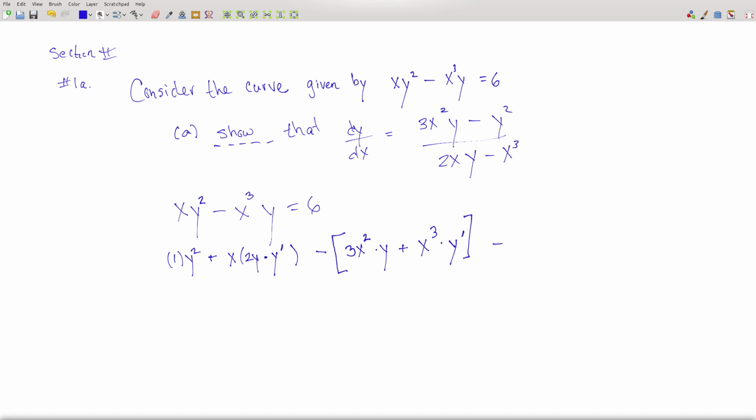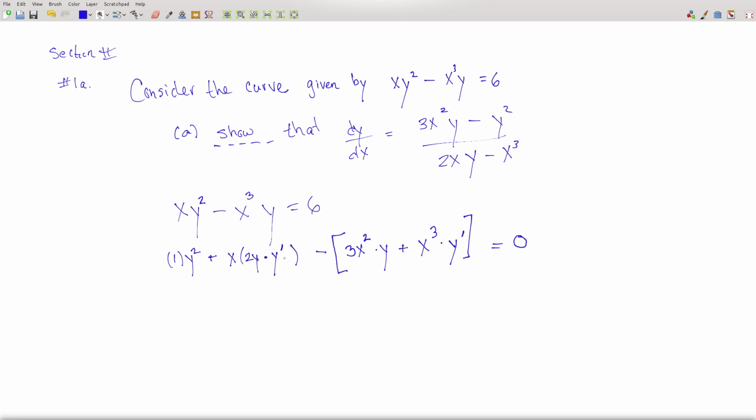Well, there's the derivative of the left-hand side of the equation. Let's take the derivative of the right-hand side. The right-hand side is just a constant. What is the derivative of the constant 6? It's just 0. Alright, well, in a way, all of the calculus is done.